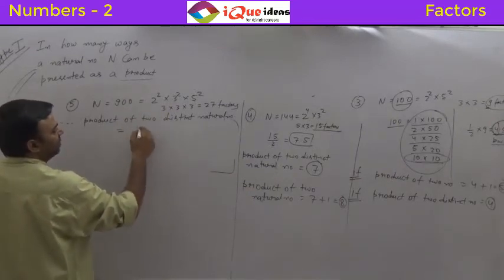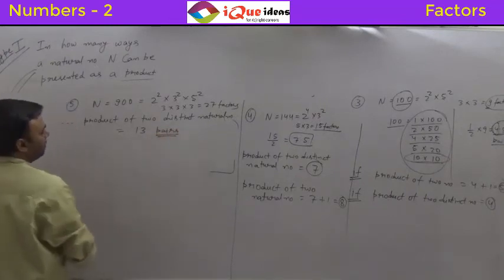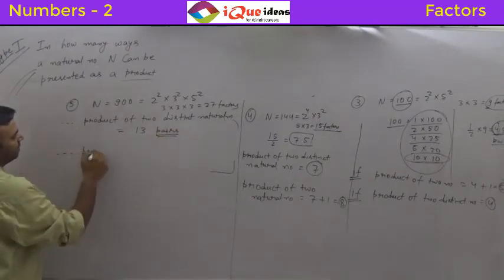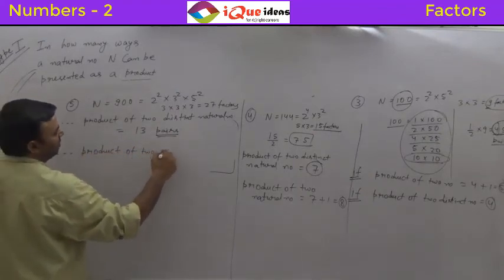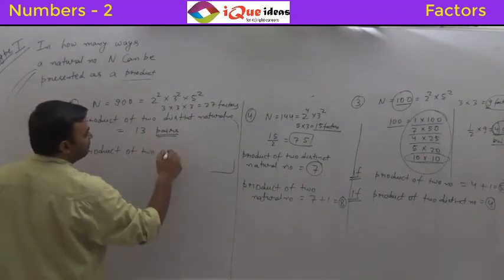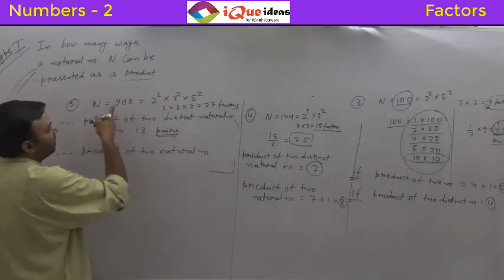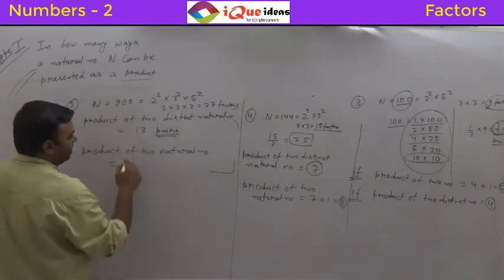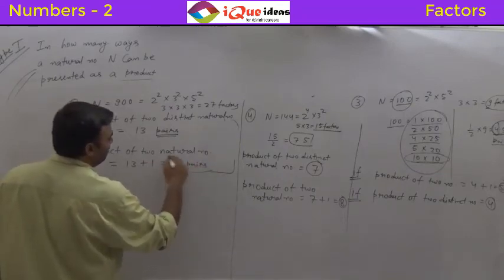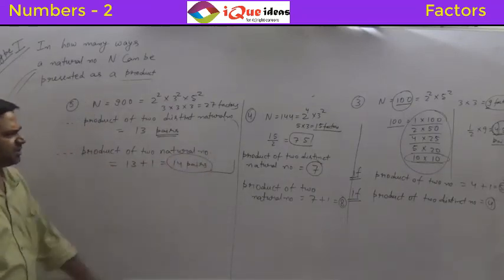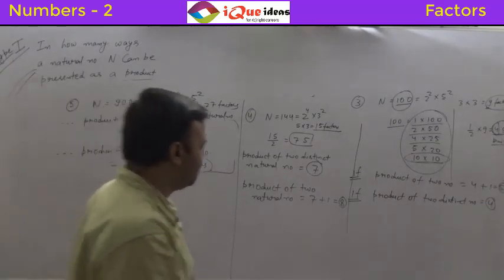Now distinct is required, so 13, the lower side. 13 pairs. And if the question says product of two natural numbers, simply natural numbers, distinct is not there, that means the last pair has to be considered. The last pair was actually 30 into 30. So with these 13 pairs, one more pair, that is 14 pairs. So the answer is 14 pairs in this case. So just be careful about the language of the question. Alright, so this is done.